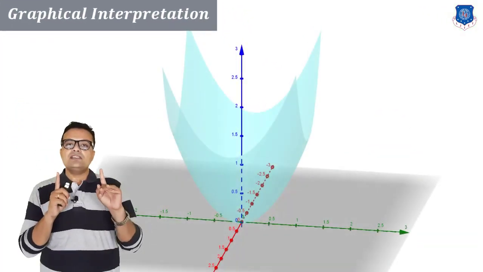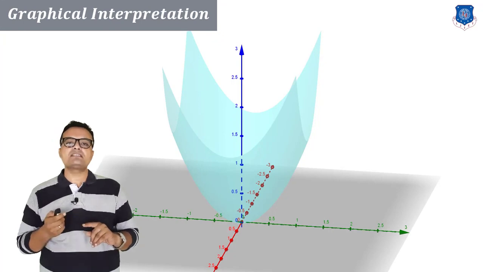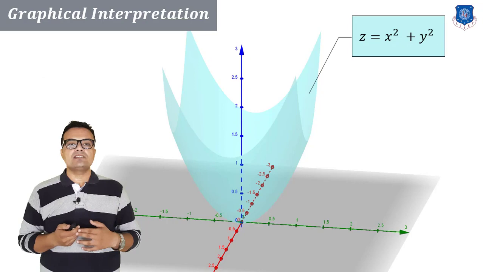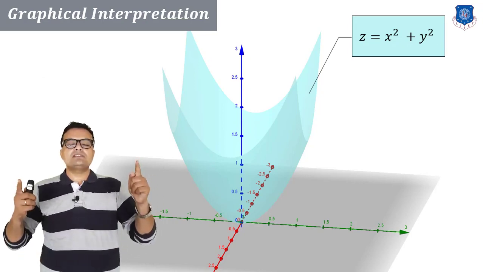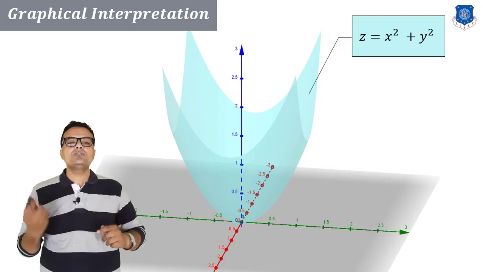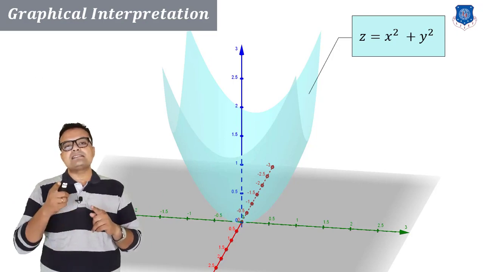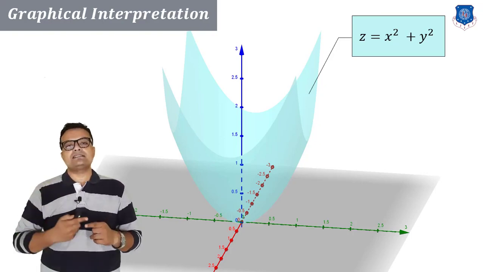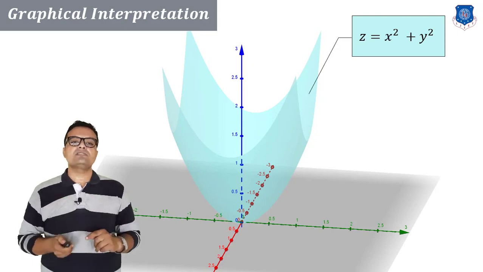So considering one example for this construction, I am taking a surface which is z equal to x square plus y square. So it is a paraboloid. I am taking a parabola x square plus y square and then I am rotating it about the z axis. So remember here, the red axis is x, green axis is y, and blue axis is z. So I am taking first of all the paraboloid x square plus y square.